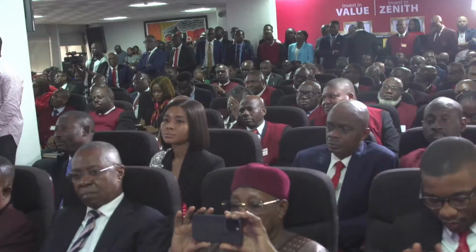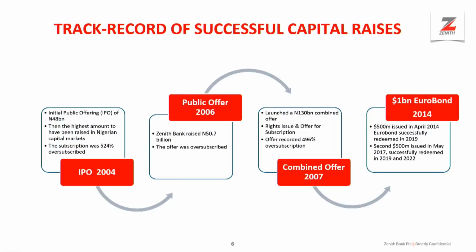Let's look at Zenith's entry into the market. Zenith has had several successful entries into the capital market. In 2004, we had our first IPO, and it was extremely successful with over 524% oversubscription. That was closely followed by another public offer in 2006, which was equally oversubscribed. Then in 2007, we had a combination of public offer and rights issue, and it was oversubscribed by 495%. We then went into the market to raise a Eurobond of $1 billion, which was fully redeemed and successful in 2022.